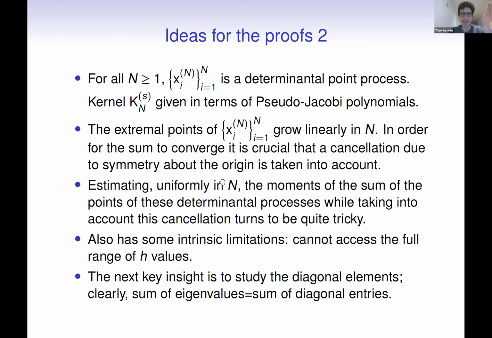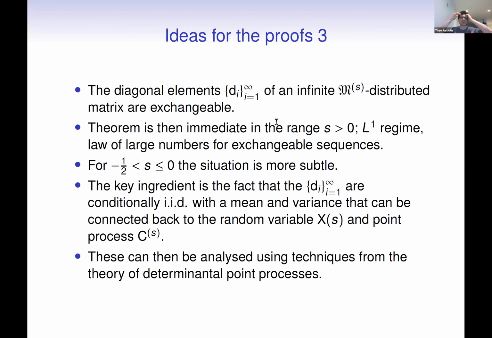The next key idea is that, instead of studying this determinantal point process, which is really nice, there are also the eigenvalues of a matrix. The sum of eigenvalues is the sum of the diagonal entries. The diagonal entries are not so good for computations, like computing things for the determinantal point process, but they are very good for proving convergence and getting estimates. They're much better. So the diagonal elements of this matrix.